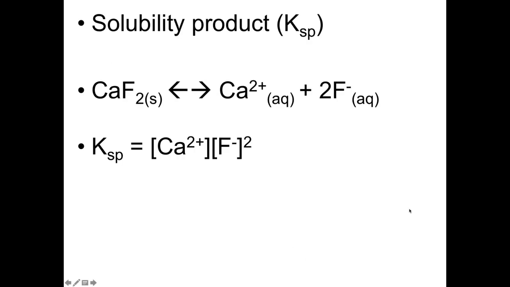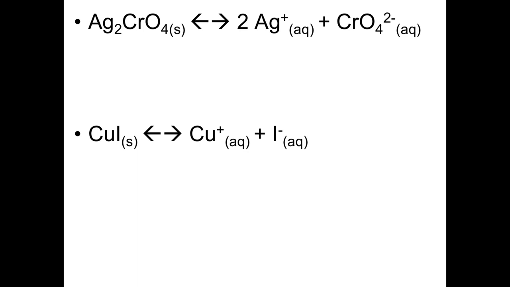For solubility product, which is Ksp, you'll start with the solid. It'll break down to get us Ca2 plus and 2F minus. Ksp will be Ca2 plus times F minus squared. So first thing I want you guys to do, here are two examples. Pause the video and write out the Ksp equations. Again, the only things that will be in the equation are aqueous species and gases. No solids, no liquids. So pause the video, do these two examples, and I'll show you what it should look like for Ksp.